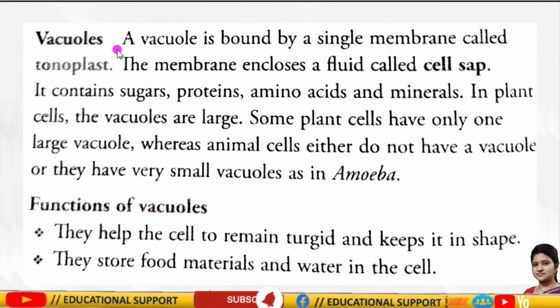Next is vacuoles. Vacuoles are bound by a single membrane called the tonoplast. This is very important for your fill in the blanks or short questions. The membrane encloses a fluid called cell sap, which basically contains sugars, proteins, amino acids and minerals. In plant cells the vacuoles are large, and some plant cells have only one large vacuole, whereas animal cells either don't have a vacuole or have very small vacuoles, as in amoeba. So these are very important.